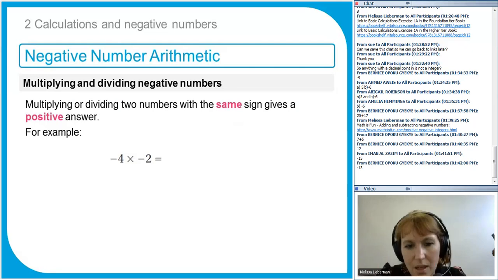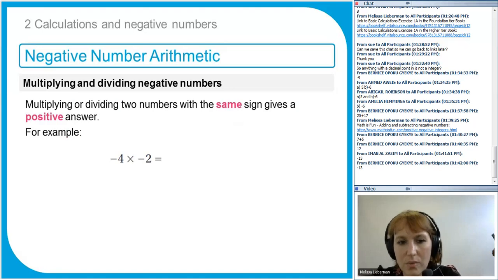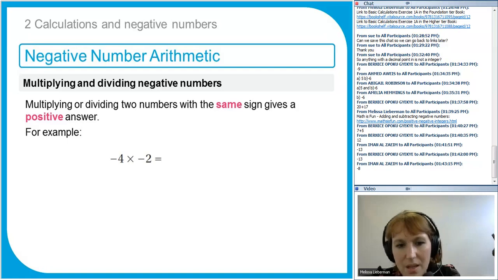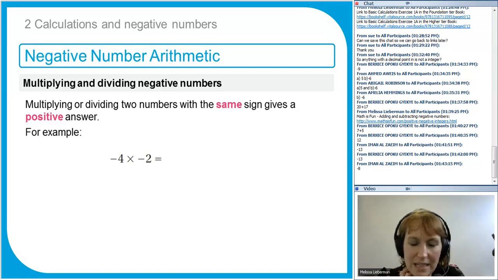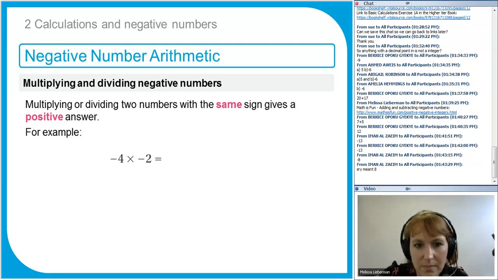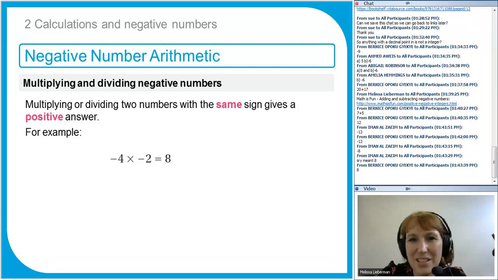So for example, if you have -4 times -2, the minus signs cancel each other out and the answer is positive. So a minus always changes the sign of the thing following it. So we've got a negative times a negative will give a positive answer. And then you just multiply the two numbers together. So if I've got a minus and a minus, the answer will be positive. 4 times 2 is 8. You meant 8. I was wondering why you put -8 there. So the answer is just 8.